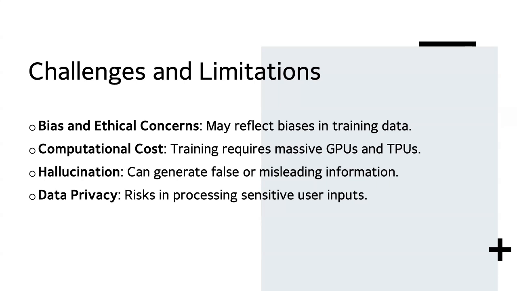Also, we have high computational cost. So training requires massive GPUs and TPUs. And nowadays, not only do we need so much computation occurring in GPUs and TPUs, in order to do that we need more electricity, more money for GPUs like this. So the cost for inventing new LLMs is getting too high.